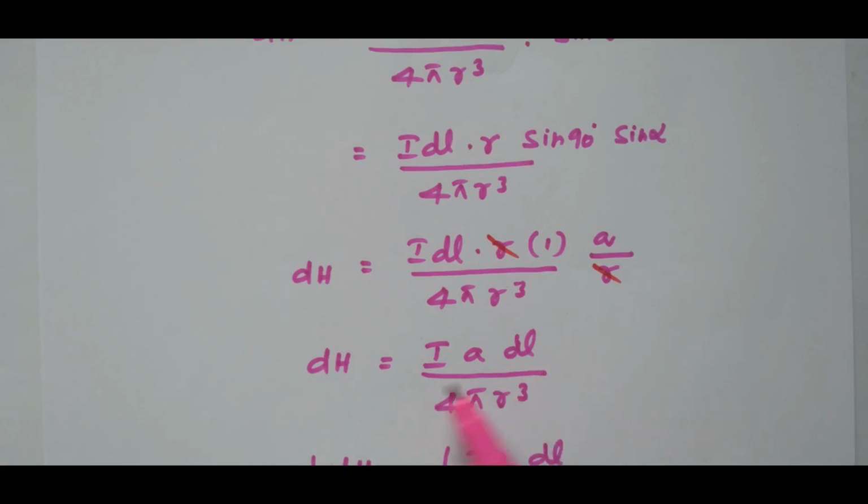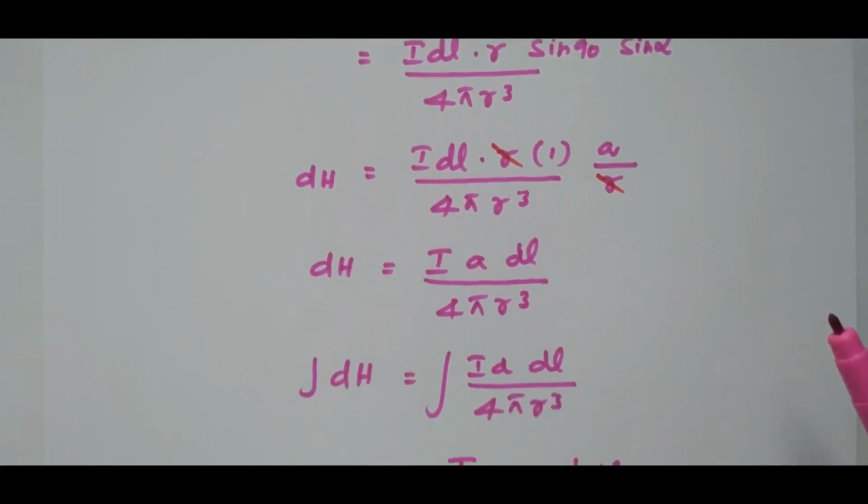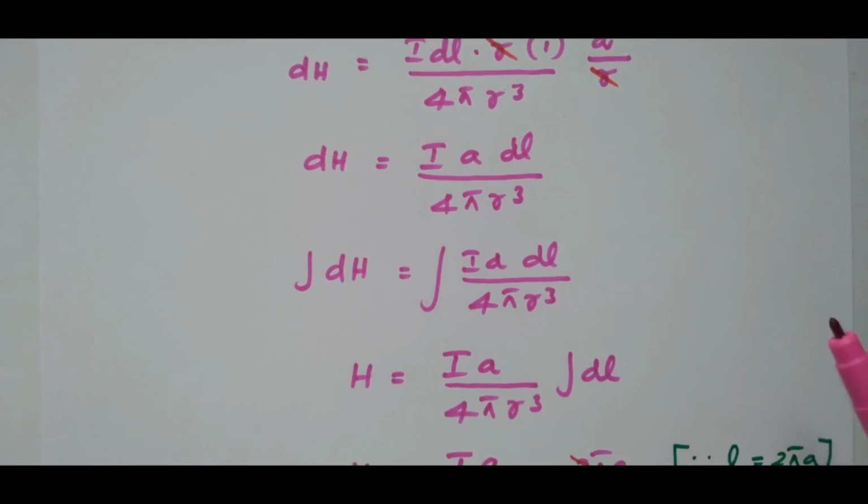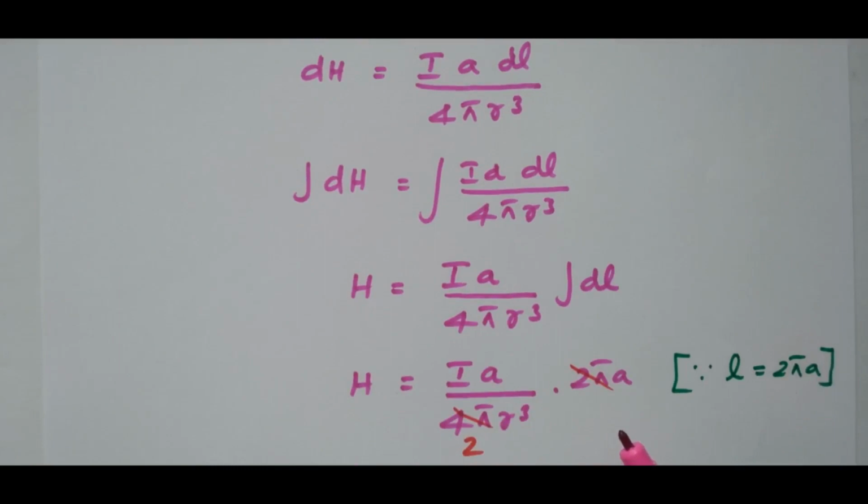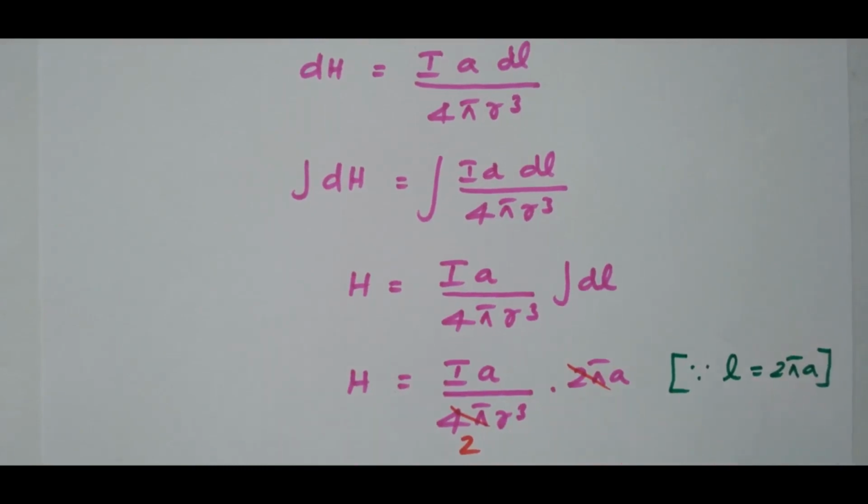So by integrating on both the sides, we'll get the total magnetic field intensity. So integral dH equal to integral IA dl divided by 4 pi R cube. IA divided by 4 pi R cube is constant. Only we have integral dl. What is integral dl? Integral dl is L. L is nothing but 2 pi A.